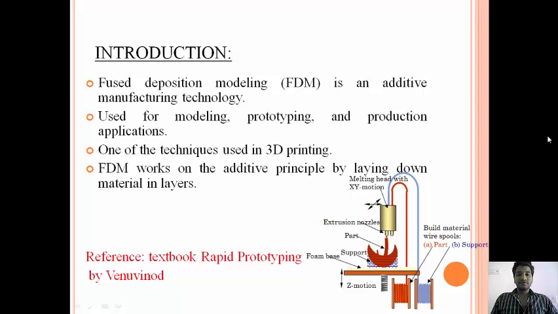Introduction. Fused deposition modeling is an additive manufacturing technology. FDM is basically an additive manufacturing technology. The synonyms of additive manufacturing are 3D printing, rapid prototyping, etc. It is basically used for modeling, prototyping, and production applications. As discussed earlier, this technique is used for 3D printing. FDM works on the principle of additive manufacturing, which depends upon layer by layer manufacturing.